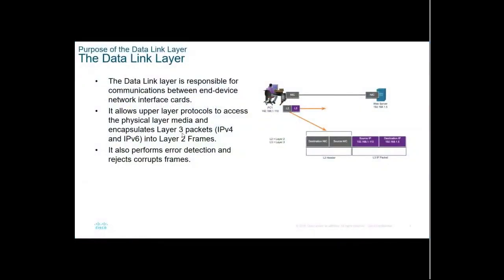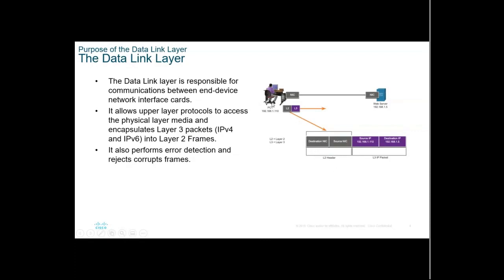All right, so the purpose of the data link layer. The data link layer is responsible for communication between end devices, end device network cards. It allows upper level protocols, meaning all the protocols above it in the layers, to access the physical layer media and to encapsulate layer 3 packets, IPv4 or IPv6, into layer 2 frames. Okay, remember me talking about frames and packets? It also performs error detection and rejects a corrupt frame.